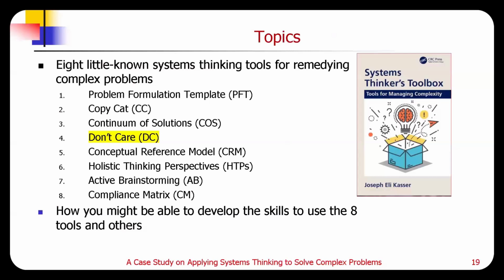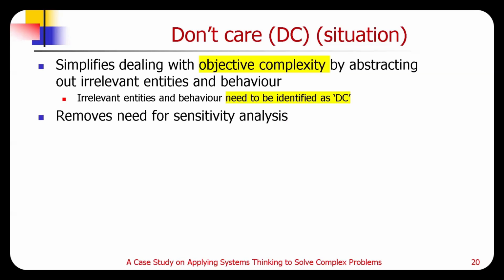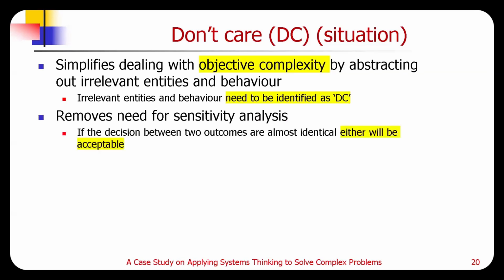While I talked about the don't care answer to the question, let me introduce the don't care tool. It simplifies dealing with objective complexity by abstracting out irrelevant entities and behavior. But they need to be identified as don't care, because when something isn't identified, it's ambiguous. It can either be not relevant or forgotten. It removes the need for a sensitivity analysis.